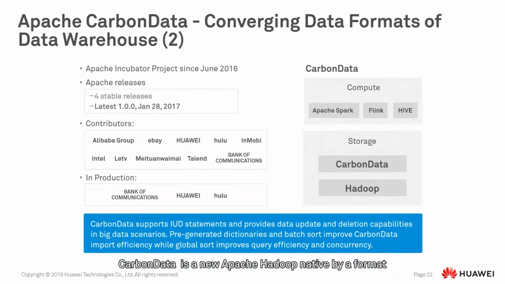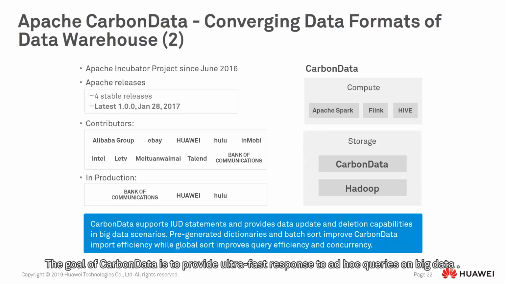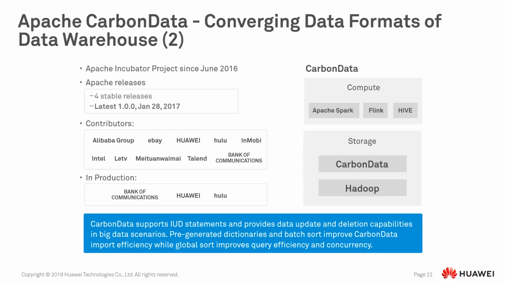CarbonData is a new Apache Hadoop native file format for faster interactive query using advanced column-based storage, index, compression, and encoding techniques to improve computing efficiency. In turn, it will help speed up queries over PB-level data. The goal of CarbonData is to provide ultra-fast response to ad hoc queries on big data.